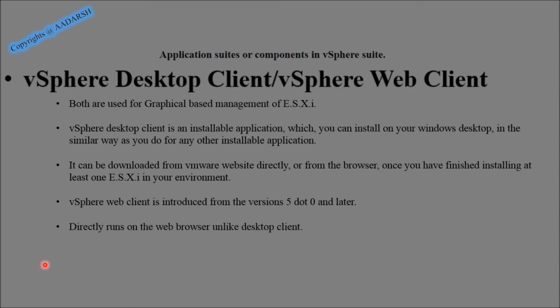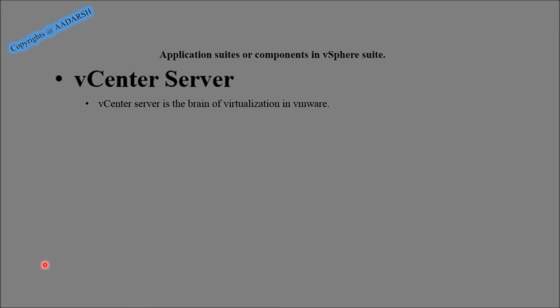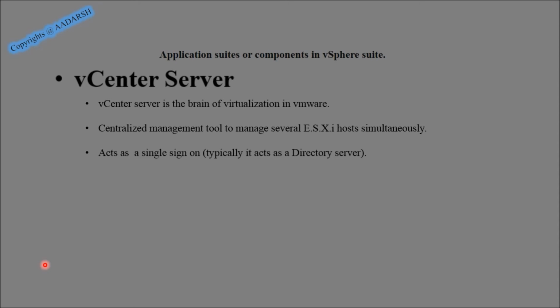It directly runs on the web browser, unlike Desktop Client, which saves a separate Windows desktop from being needed for installation. But, to use Web Client, you require at least one vCenter server in your environment. The next important component is vCenter server. vCenter server is the brain of virtualization in VMware. It is a centralized management tool to manage several ESXi hosts simultaneously. vCenter server acts as a single sign-on, typically it acts as a directory server.